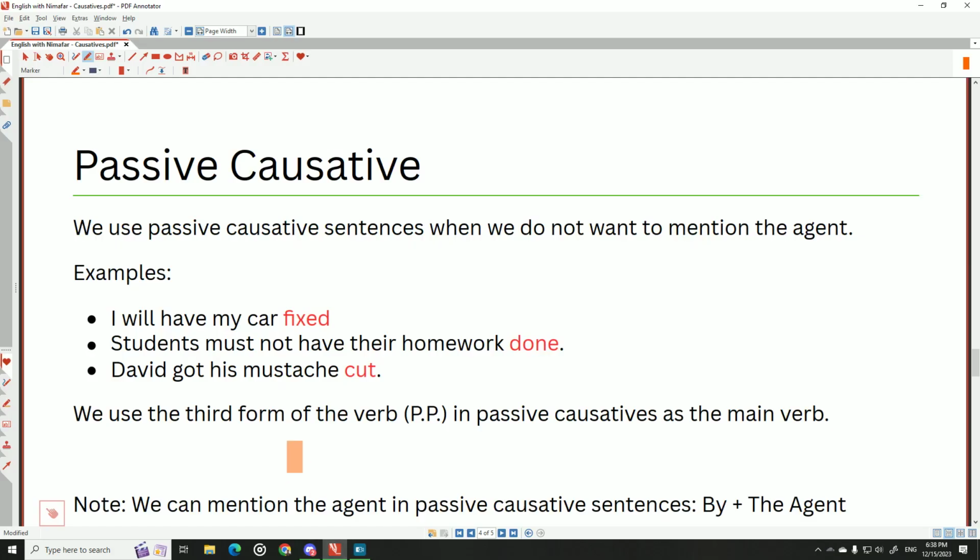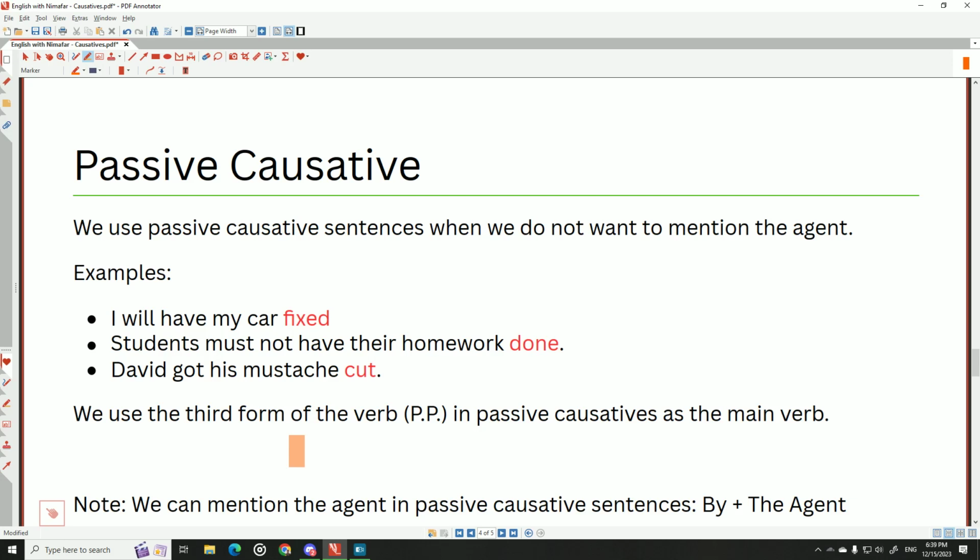So now with this information, let's proceed. We use passive causative sentences when we don't want to mention the agent. I will have my car fixed. I don't care who will fix it. Maybe my father, maybe my wife, my husband. Maybe your friend, your boss, your colleague, whoever, or a mechanic. You don't care, or you don't know right now, but you just want your car fixed. So I will have my car fixed.